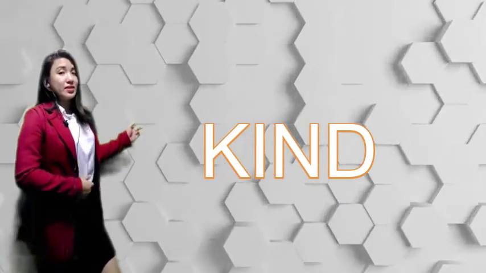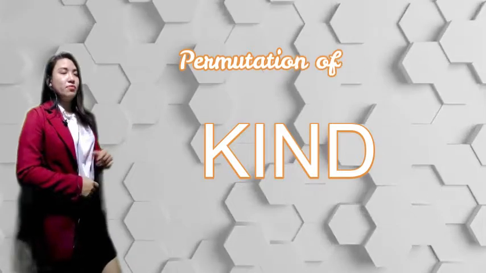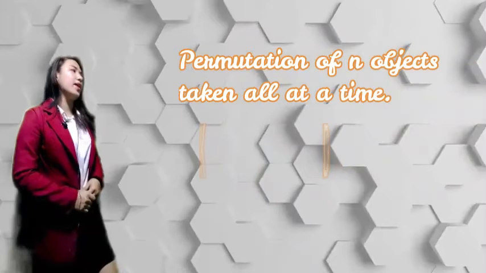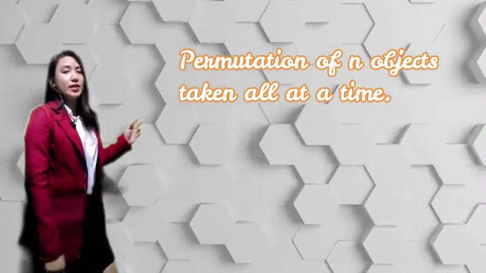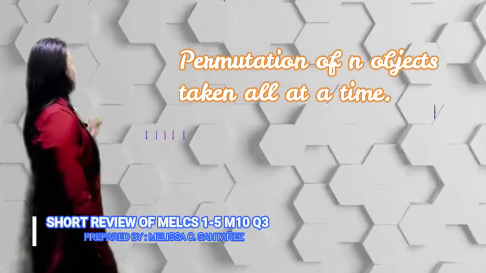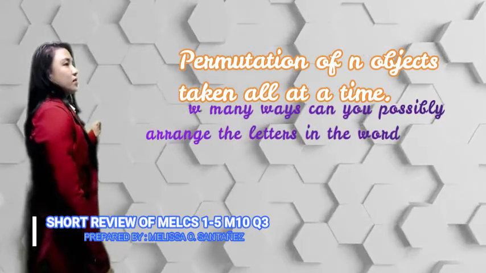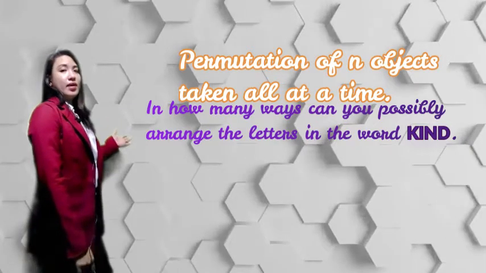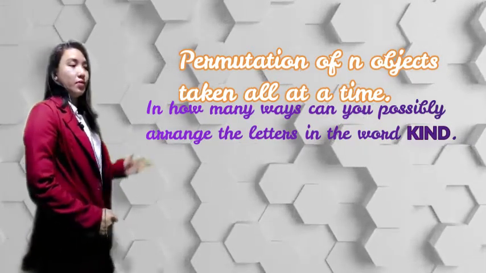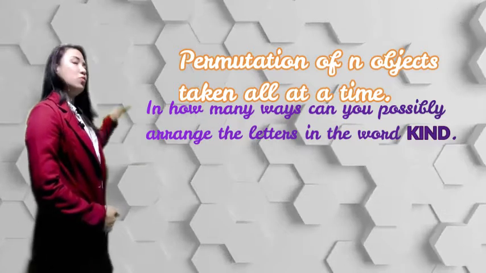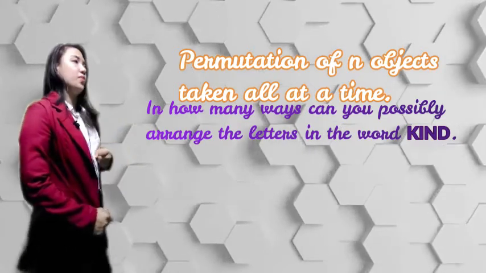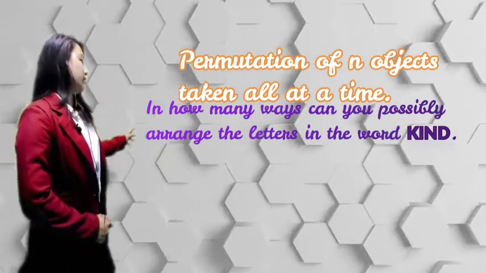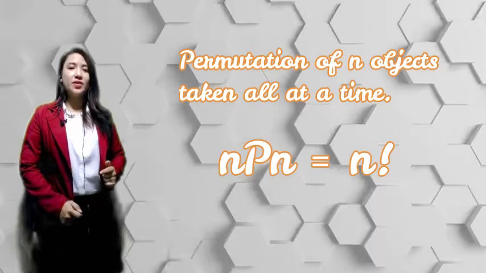permutations of n objects taken all at a time. So if we have the word kind, we have 4 letters in it, K-I-N-D. And if you are asked in how many ways can you arrange these 4 letters, that means everything will be part of it. You won't be leaving any letters aside because you will be taking the same number, which is 4. So it is clear that your formula for that scenario would be just n factorial.